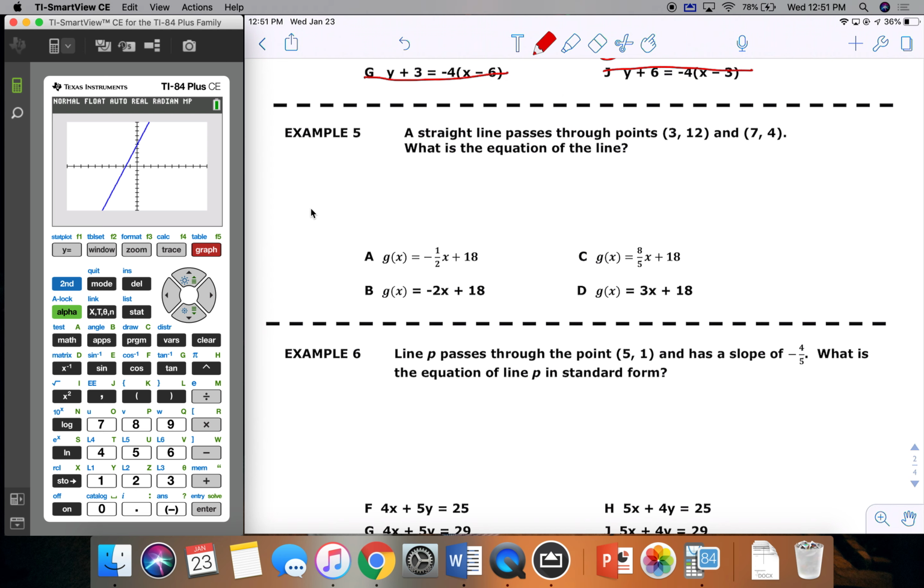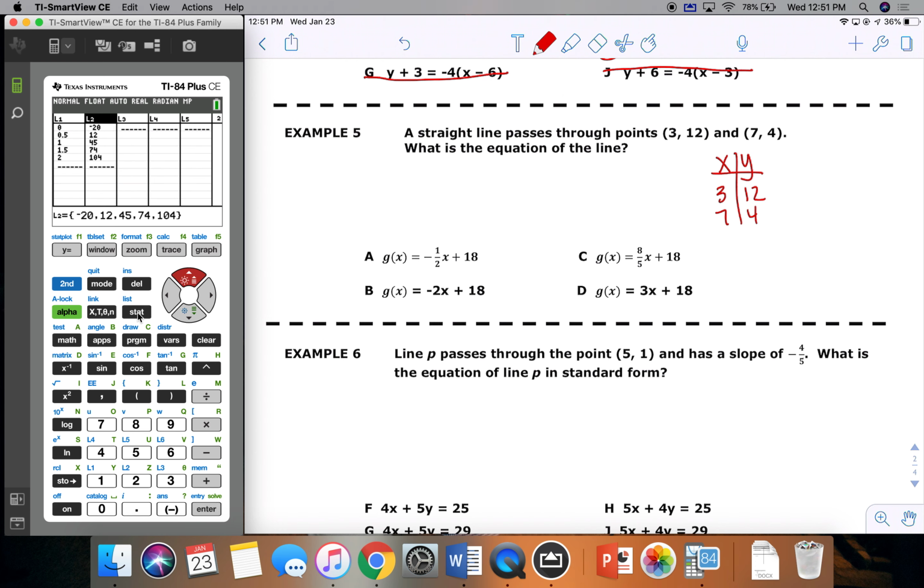Example 5, they want a straight line that goes through the points 3, 12, and 7, 4. So I have 2 points. I'm going to put that into stat edit. So I write out my table first. Remember, in your table, the points need to be right next to each other. So I'm going to go stat edit. If there's anything in there, we clear it out.